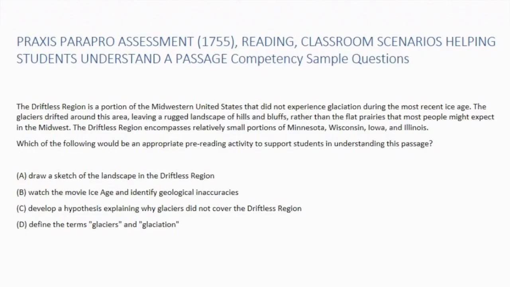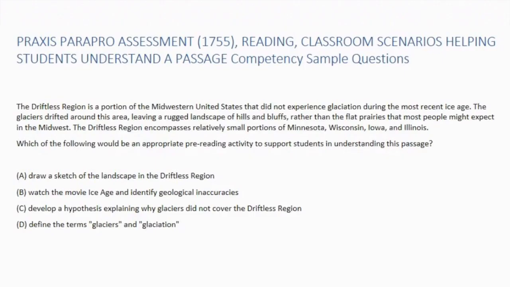Which of the following would be an appropriate pre-reading activity to support students in understanding this passage? A, draw a sketch of the landscape in the driftless region. B, watch the movie Ice Age and identify geological inaccuracies. C, develop a hypothesis explaining why glaciers did not cover the driftless region. Or D, define the terms glaciers and glaciation.